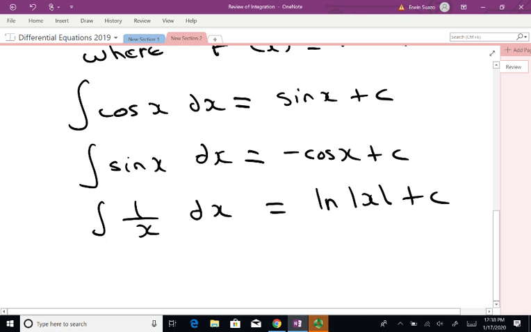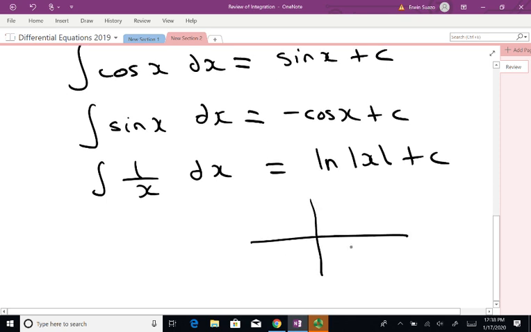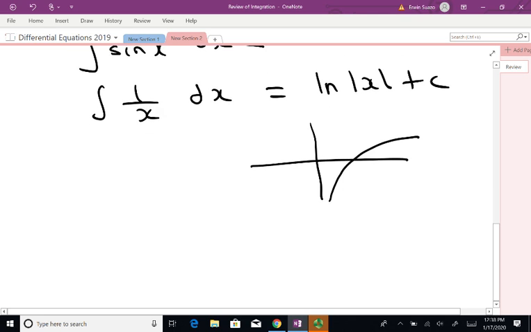Okay, that's important, because the logarithm function has to have a positive domain. So you cannot evaluate ln of minus 5, for example. That's why we put the absolute value. Okay, so that's the first part.